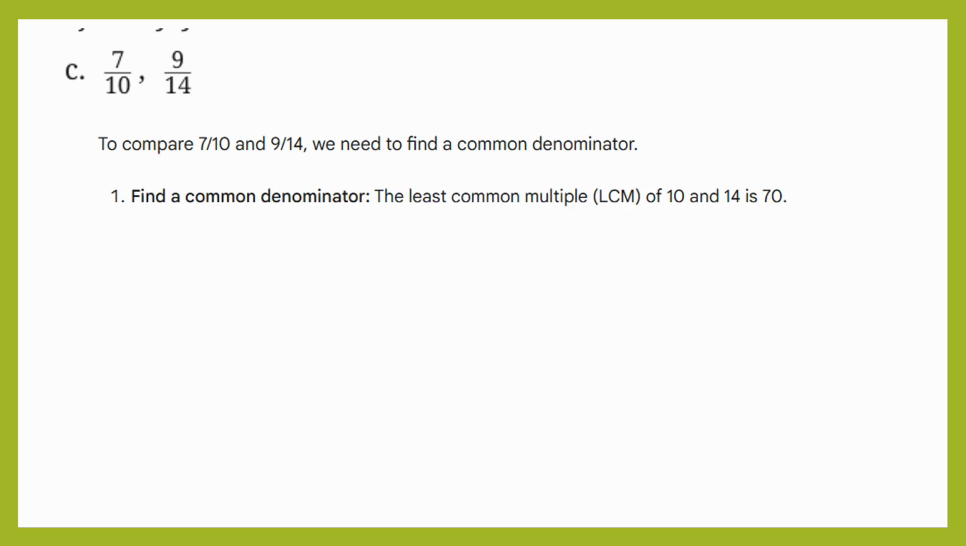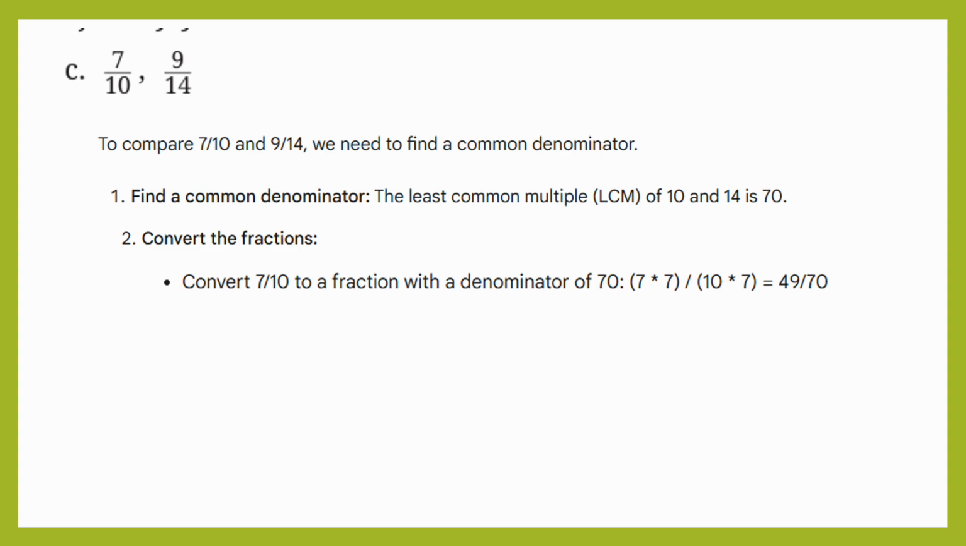Next one, 7 by 10 and 9 by 14. To compare 7 by 10 and 9 by 14, we need to find a common denominator. To find a common denominator, we have to find the LCM of 10 and 14. LCM of 10 and 14 is 70. Convert the fractions. Convert 7 by 10 to a fraction with a denominator of 70. That is, you multiply both numerator and denominator by 7. 7 into 7 is 49. Then 10 into 7 is 70.